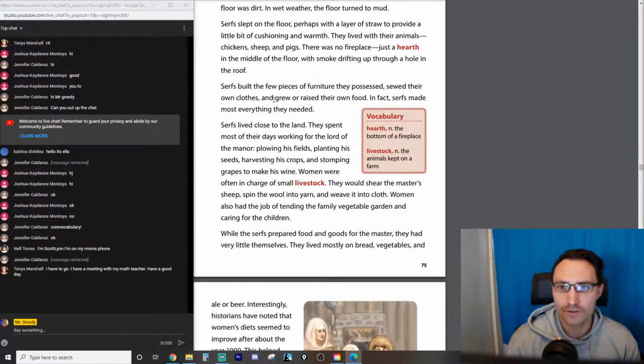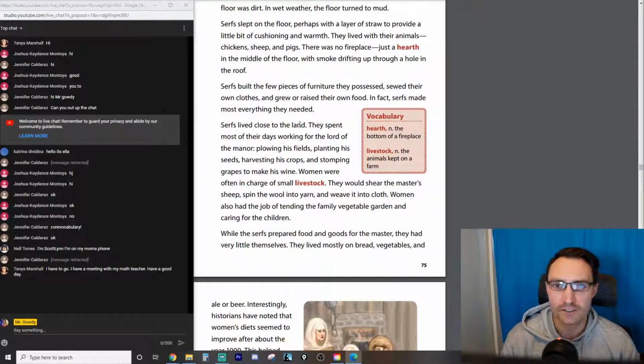Serfs built the few pieces of furniture they possessed, sewed their own clothes, and grew or raised their own food. In fact, serfs made most everything they needed. Serfs lived close to the land, and I hope you're paying attention. This will help you with your big question. They spent most of their days working for the lord of the manor, plowing his fields, planting his seeds, harvesting his crops, and stomping grapes to make his wine.